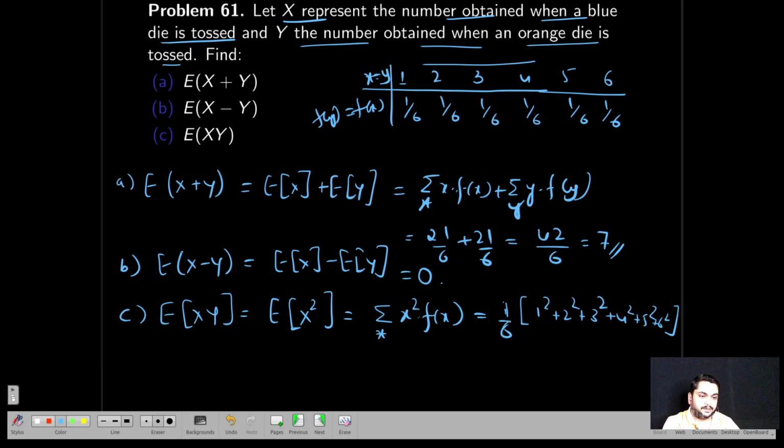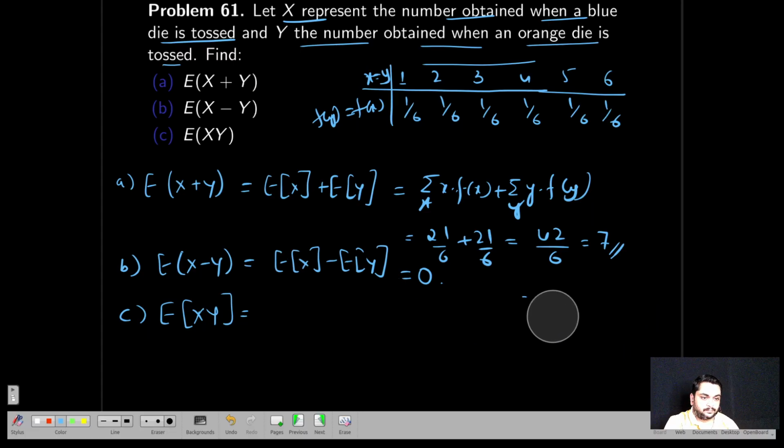But you observe one thing here. So we made a mistake. The E of x y, see, x and y are both independent events, the orange die and the blue die. So the outcome of the blue die is not dependent on the orange, and vice versa. That means these two are independent events.